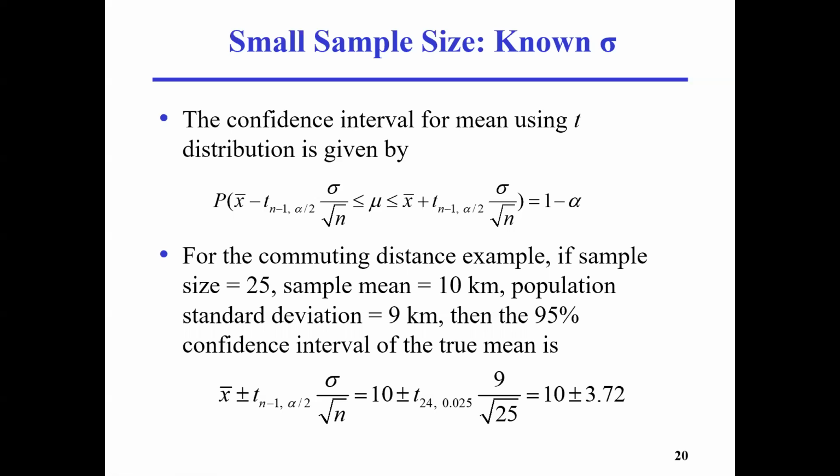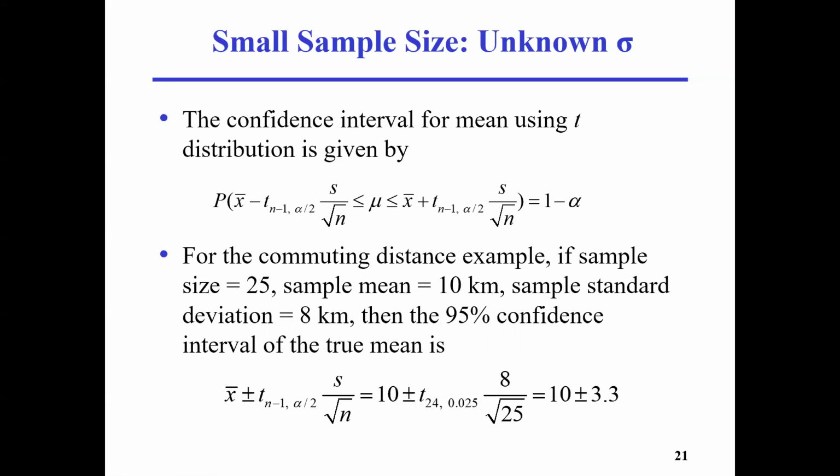Okay. All those 4 steps I mentioned before, they work for all scenarios. Okay. You just need to maybe replace Z with T or replace sigma with S. Okay, yeah, more examples here. Small sample size, and this time even sigma is unknown. Like I said, small sample size, T distribution. Unknown sigma, then we use S.